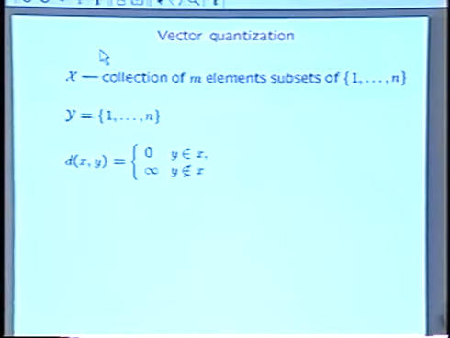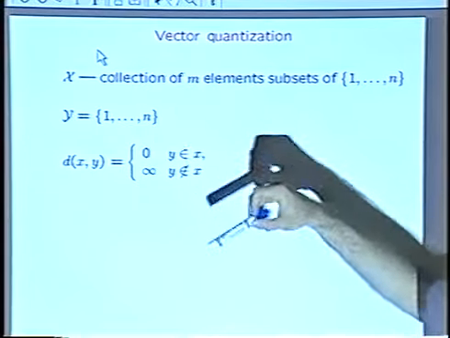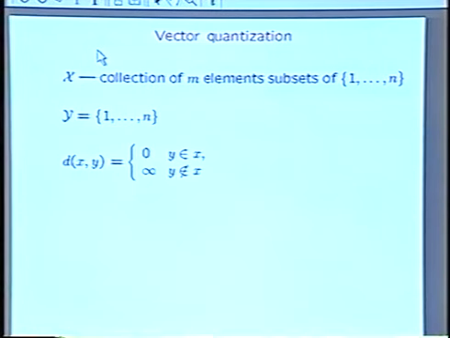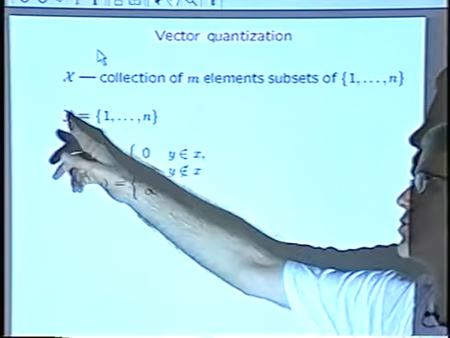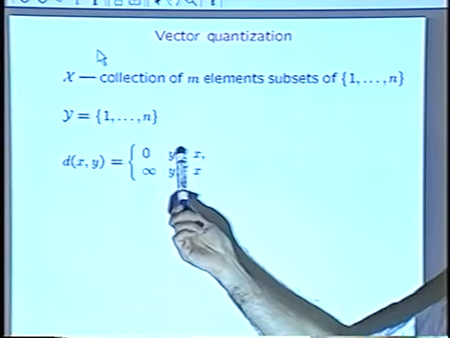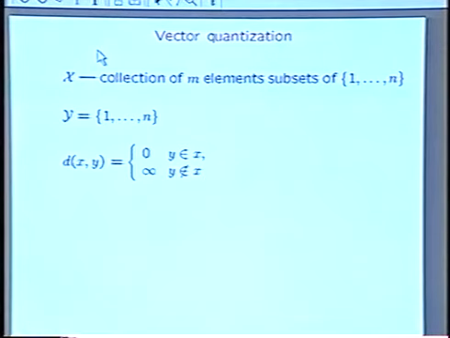So now we're going back. I want to keep it as simple as possible. So you let x be the collection of m element subsets. This is your alphabet. You let x hat, I wrote y, but I should have written x hat, be the set 1 up to n. You define your distortion between x and y to be 0 if y belongs to x, and infinity if y does not belong to x.